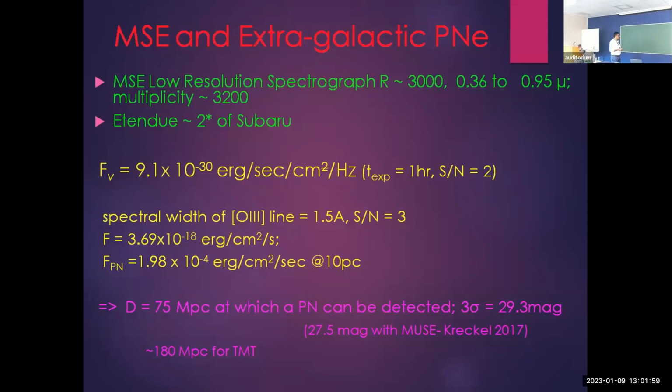So if you put all these numbers, for example, with an O3 width of 1.5 angstrom and signal to noise ratio of 3, then you get this number. And if this is the planetary nebula's absolute luminosity, then it can be detected by MSc up to 75 megaparsec. For example, this is the limiting magnitude for detection. I derived this, and it is 27.5 magnitude with this IFU. And if you go with the TMT, of course, we can go up to 180 megaparsec.